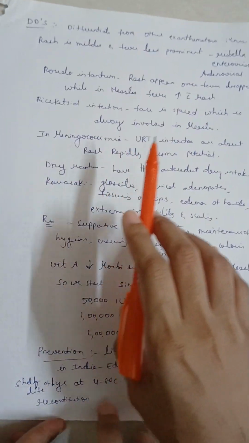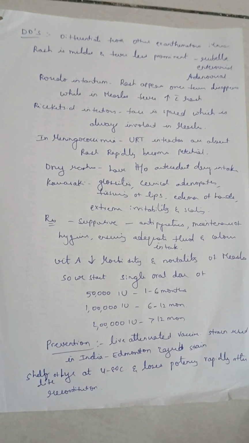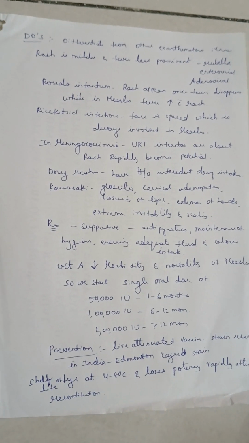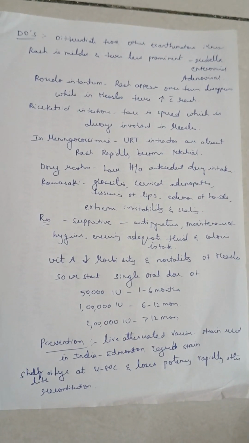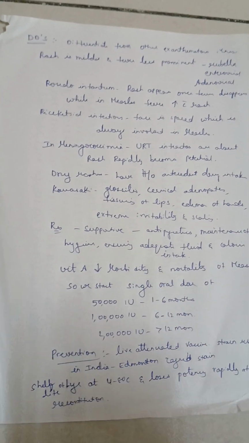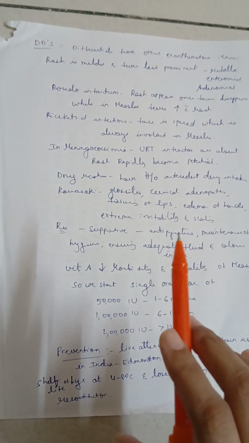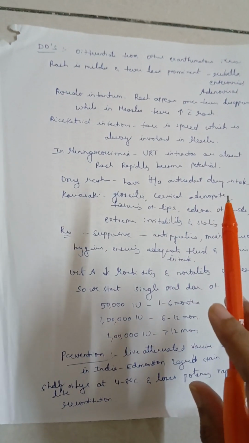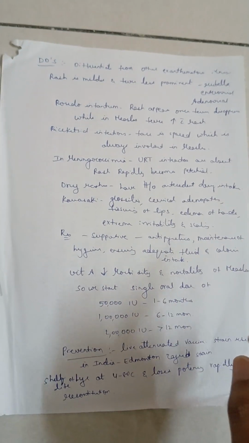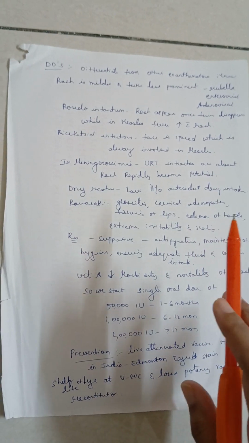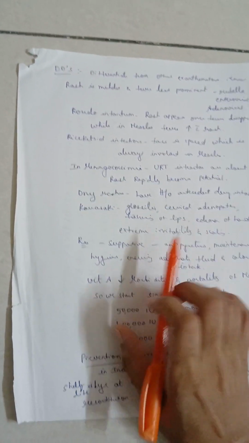In rickettsial infections, the face is spared, which is always involved in measles. The starting point of measles clinical infection is the rash behind the ears, but in rickettsial infections the face is spared. In meningococcemia, the upper respiratory tract infection symptoms in the prodromal phase which we have seen in measles are absent, and here the rash rapidly becomes petechial. Drug rashes have a history of antecedent drug intake.